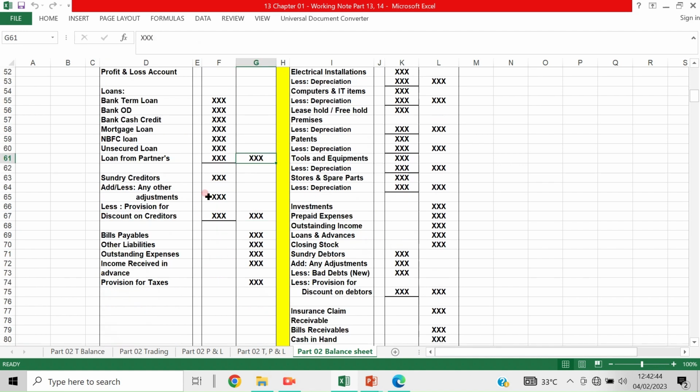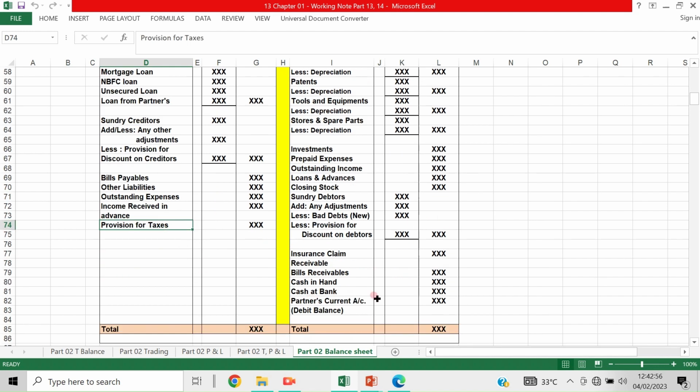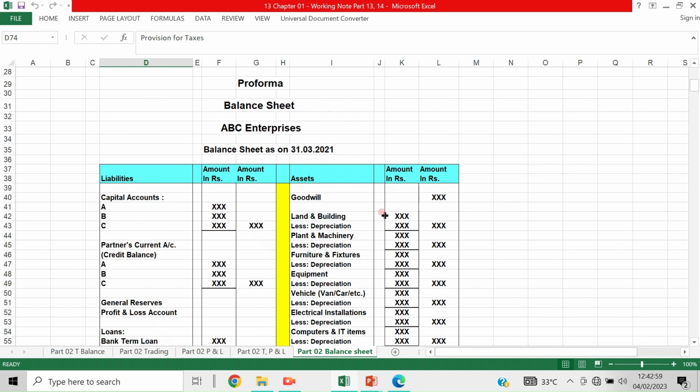are taken here. Then sundry creditors, add or less any other adjustments, provision for discount on creditors if there is anything, bills payable, other liabilities, outstanding expenses, income received in advance, provision for taxes, etc. These are taken here. Now the asset side: goodwill is taken, then this is an intangible asset, patent, trademarks, etc.